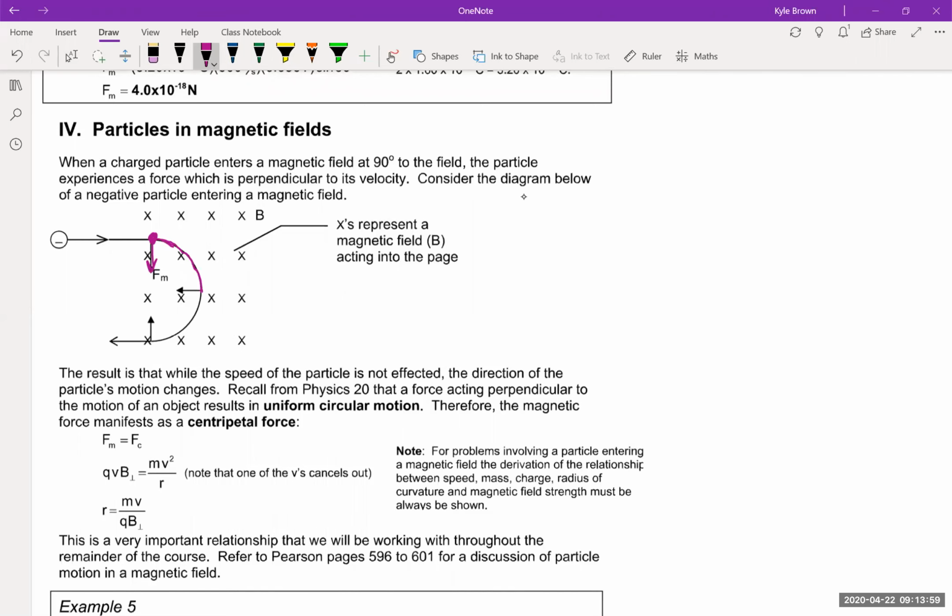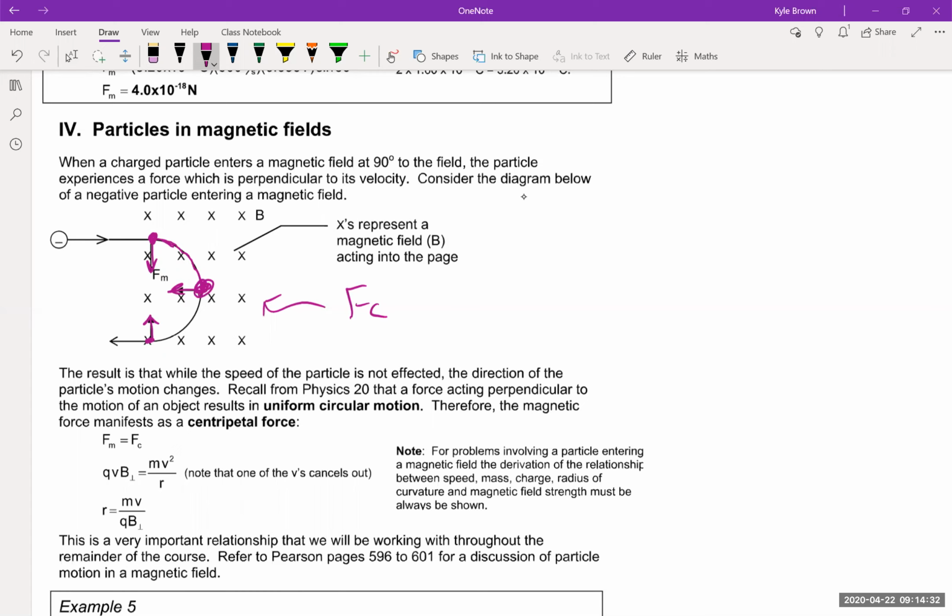If it turns all the way to this point, then my thumb would be pointing down now. My fingers are still into the board, and the force is toward the center. You've got the same thing at this point where your thumb's pointing that way, and now the force is going to be pointing upward. This really reminds me of something from Physics 20. This is circular motion. We have one constant force directed toward the center of the circle. That's Fc, giving me a centripetal force.